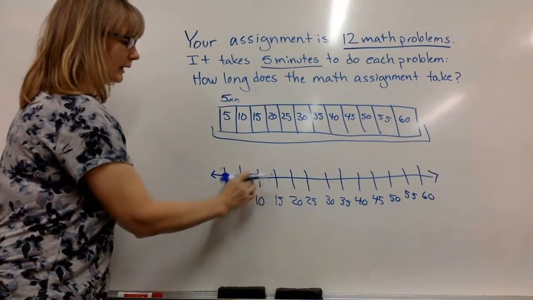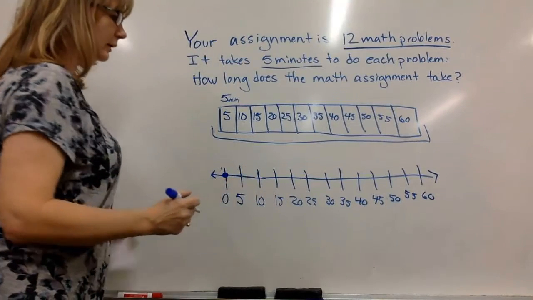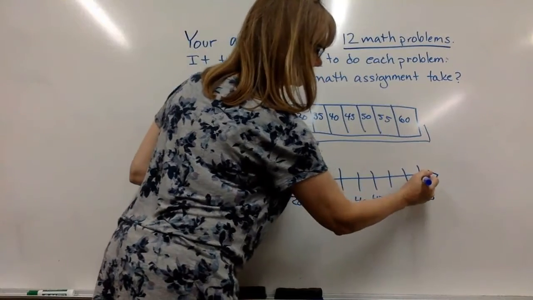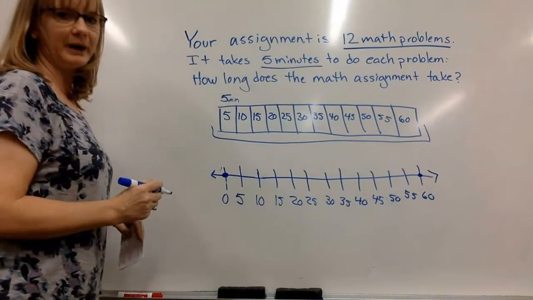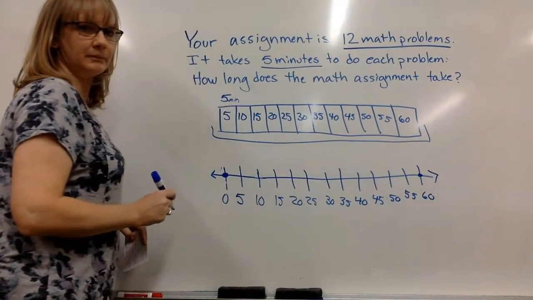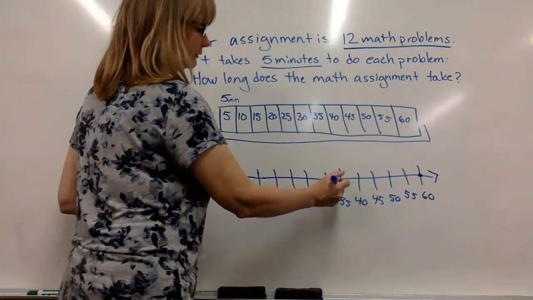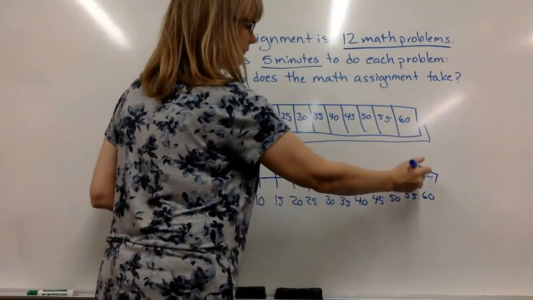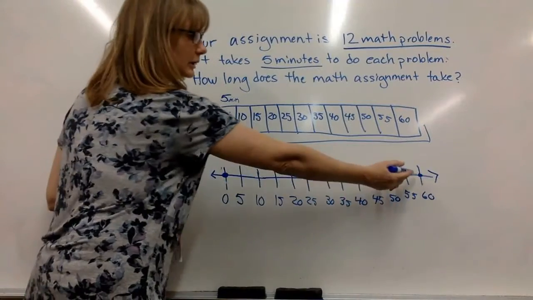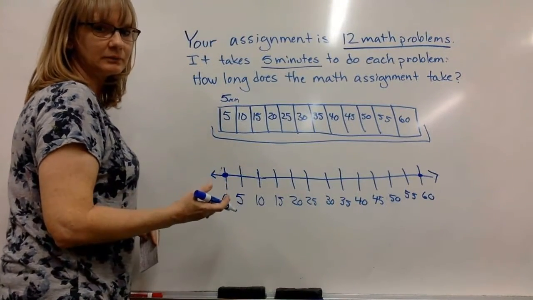All right? How about from 0 to 60? How much time would pass from 0 to 60? 5, 10, 15, 20, 25, 30, 35, 40, 45, 50, 55, 60. So if you start at 0, all you have to do is look at where you ended, and that's how much time goes. 60 minutes.